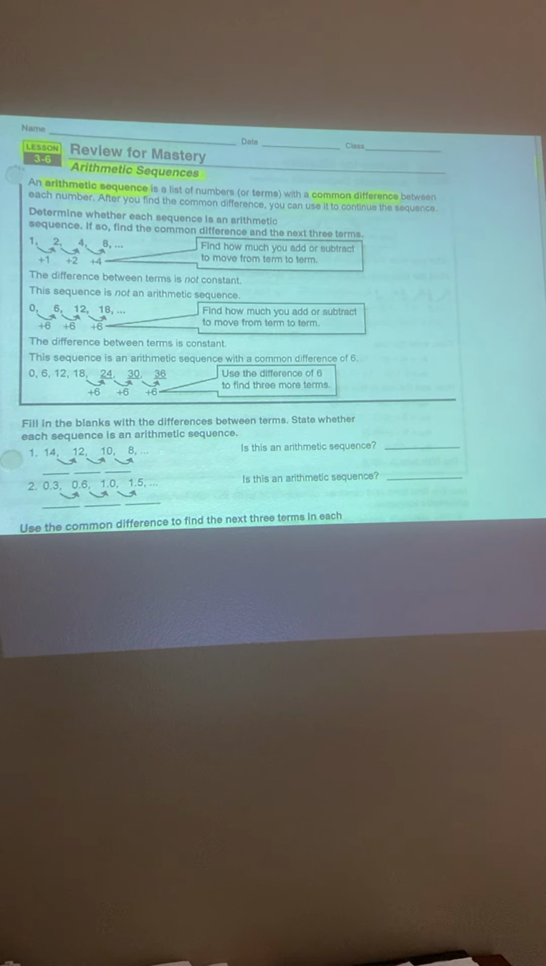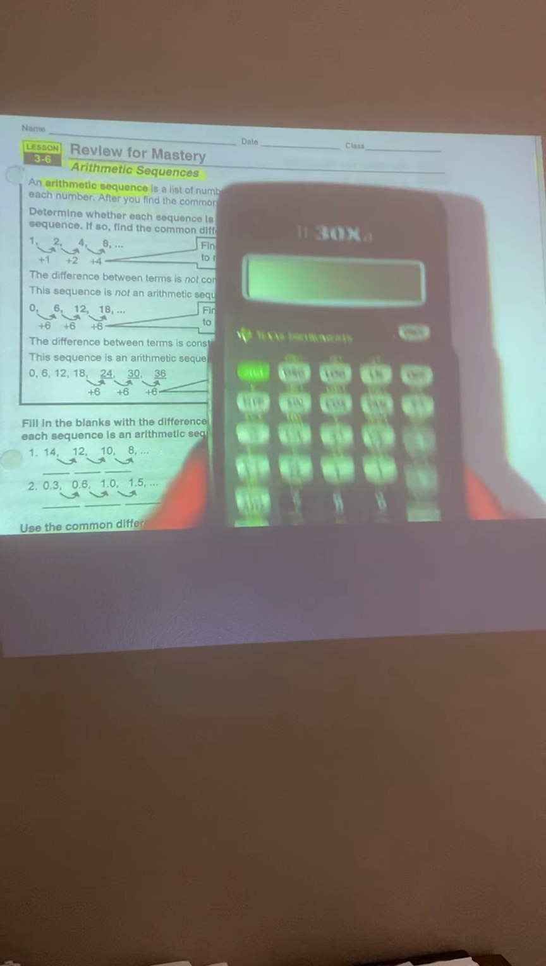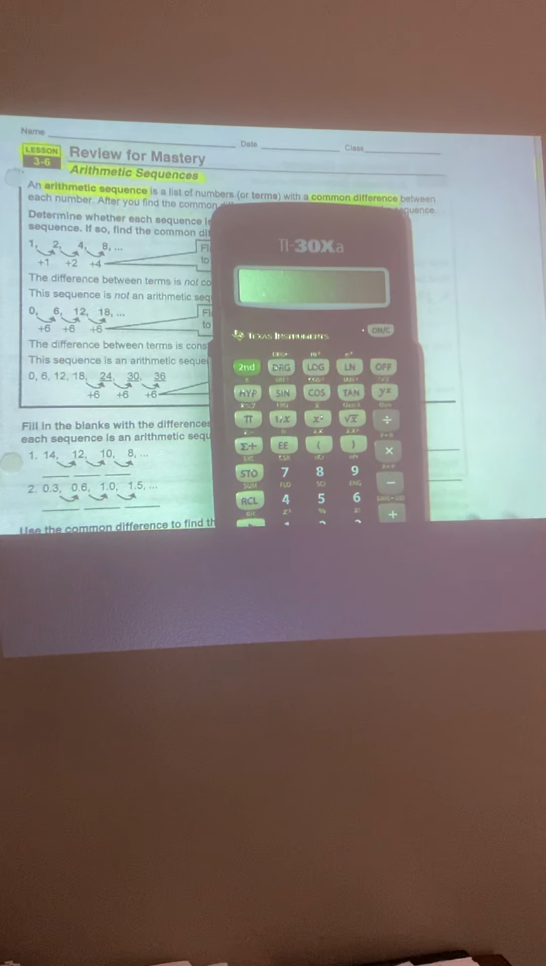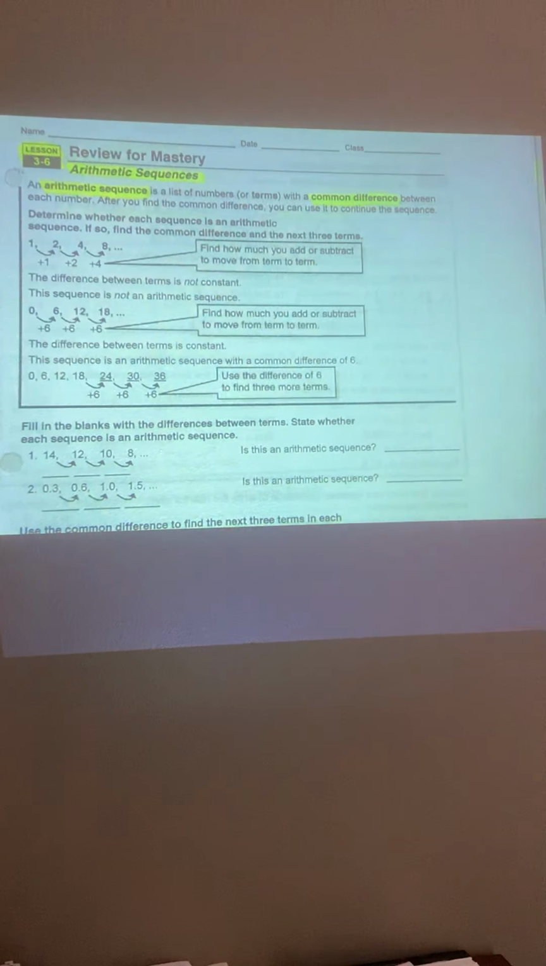This has to do with lesson 3.6 and 9.1 through 9.5. Today we're going to do 3.6 and 9.1. The first thing you are going to need for this entire chapter is a calculator. This is the best calculator to use, the TI-30XA, or you need something similar. The main key on this that we will get to is the y to the x key. We don't need it right now, but we will need it shortly.